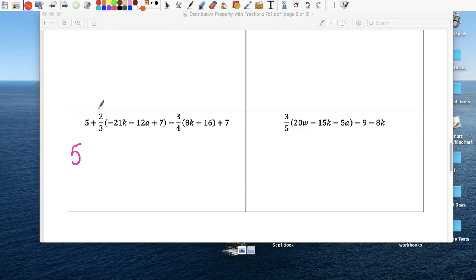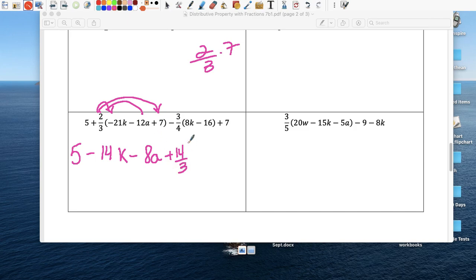5. Positive and a negative is a negative, and 2/3 of 21 is 14. Next one is a positive and negative, again negative. 2/3 of 12 is 8. And then the last one is positive. 2/3 of 7. Well, this one you get, right? So you're multiplying 2/3 times 7, and you can't do anything with that. So that just becomes 14 over 3. Plus 14 over 3. And we'll leave it like this for now.